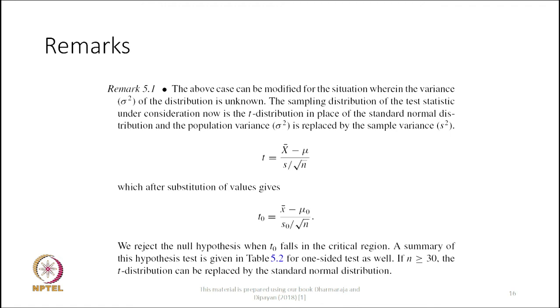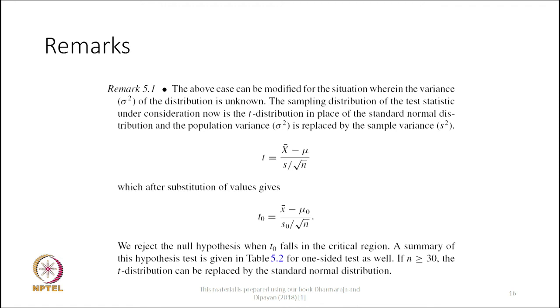Here I have written x bar minus mu divided by s over square root of n, that is the test statistic. Once you identify the test statistic, then all the steps I was telling, step 2, step 3, step 4 and step 5, are going to follow with this test statistic. That means you obtain the value with the help of sample information and the null hypothesis. Then for a given alpha, you identify the critical region.